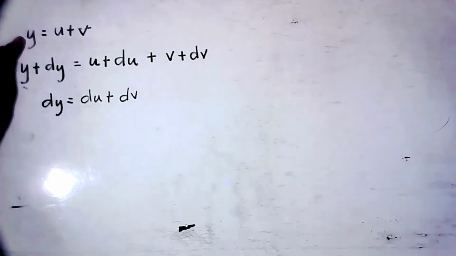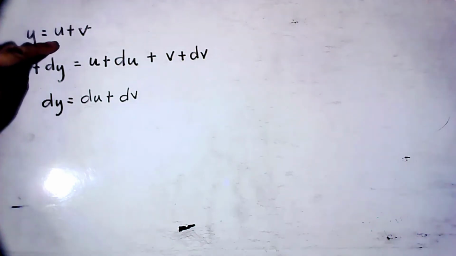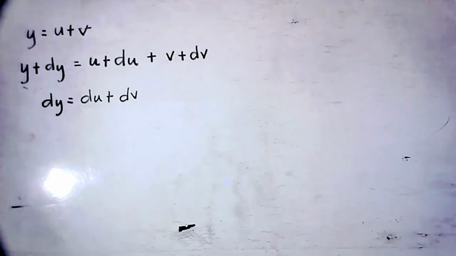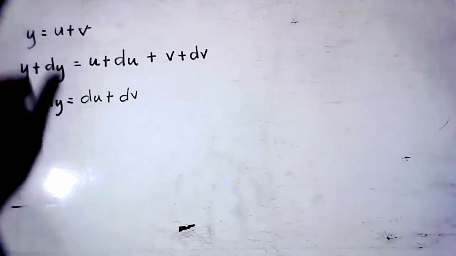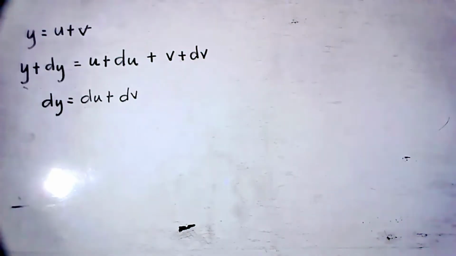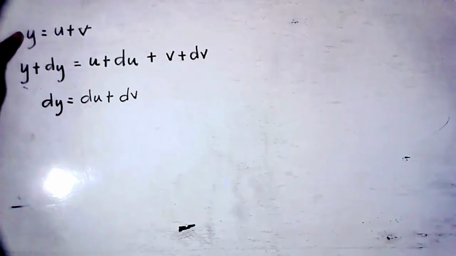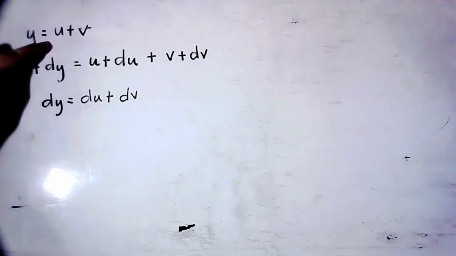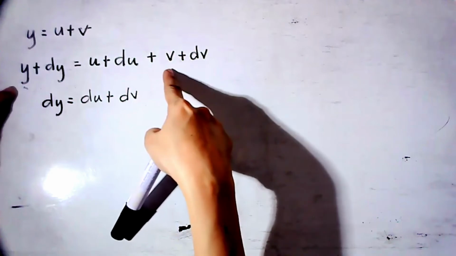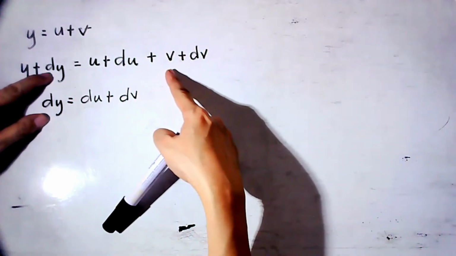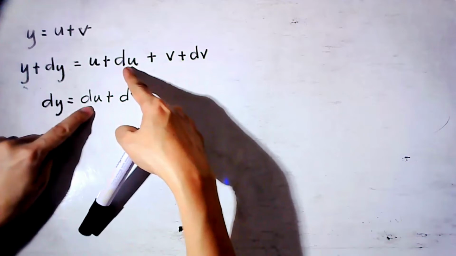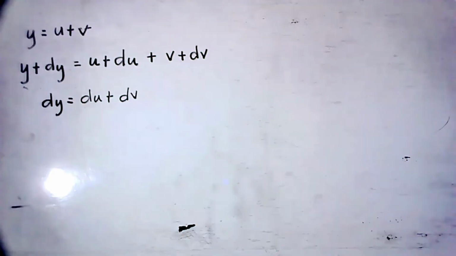So this is the original equation, y equals u plus v, wherein u is a function of x and v is any other function of x. So we are going to increase y to y plus dy, and u to u plus du, and v shall be increased to v plus dv. So if we subtract the original equation, y equals u plus v, from this equation, then what remains to us is dy equals du plus dv.